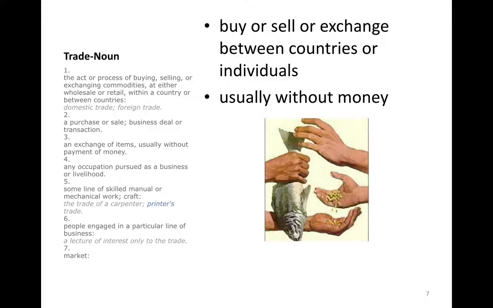A couple things here. Trading is buying, selling, or exchanging. It happens between individuals. It can happen between countries, and it's usually without money. So in this picture here, you can see where somebody is getting some corn, what looks like to be corn, and someone's getting some fish. Could be this one person has enough corn but not enough fish, and also that the person may have enough fish but not enough corn. We trade all the time.